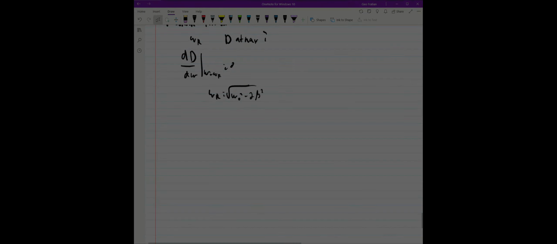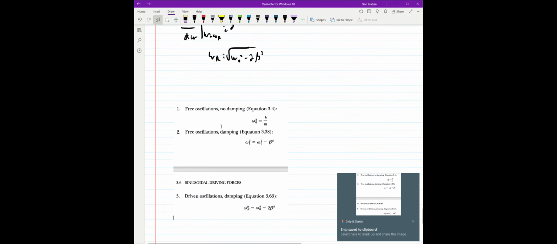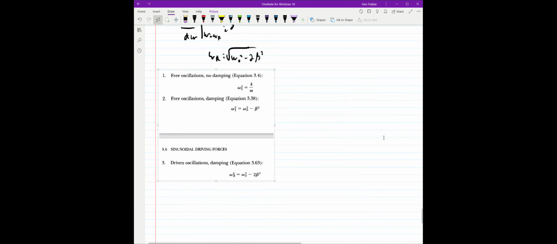So we have basically three situations, right? We have free oscillations, no damping, where we have omega naught squared is equal to k over m. Free oscillations with damping, we have omega 1 squared is equal to omega naught squared minus beta squared. Driven oscillations, with damping, we add a sinusoidal force as well.